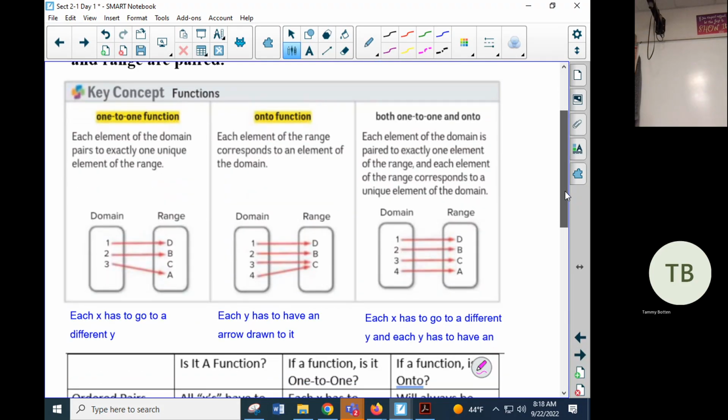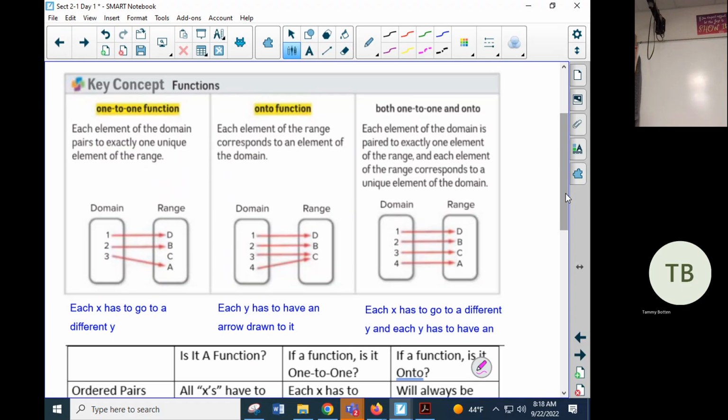Okay, so now is where we're going to talk about what is one-to-one and what is onto. And this is what I think is kind of confusing. Let's see what you think. So first of all, for these two to happen, you first have to determine if it's a function or not. If it's not a function, then you don't have to worry about one-to-one or onto. Okay? For one-to-one, each x has to go to a different y. Okay? So notice each x is going to a different y.